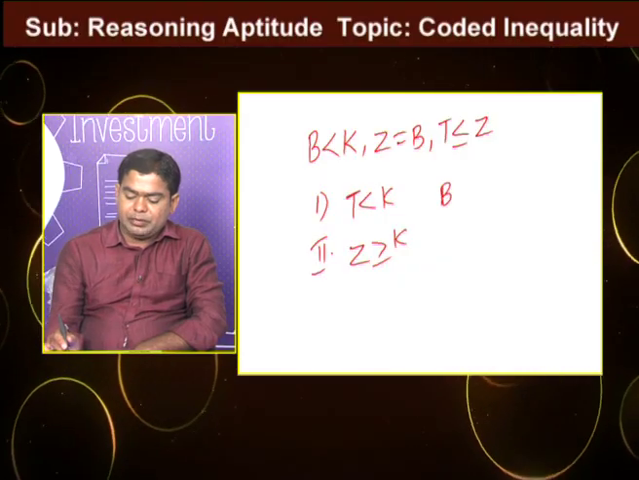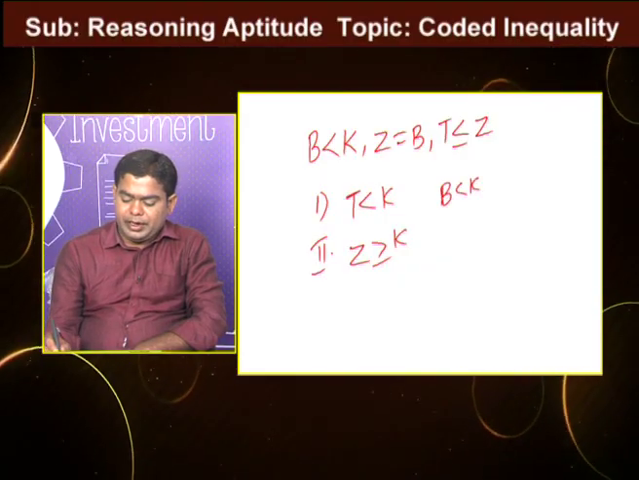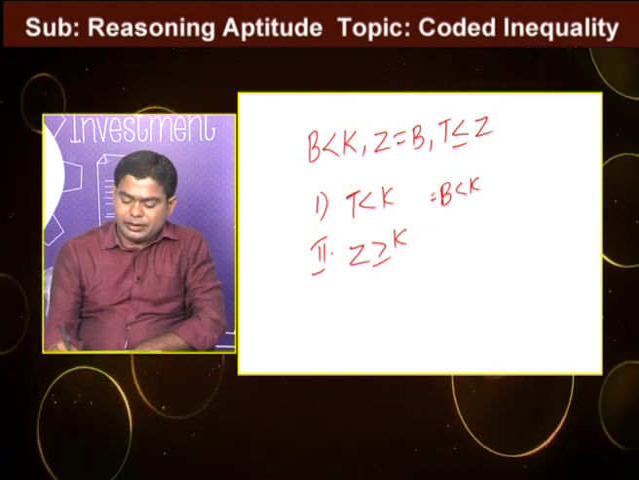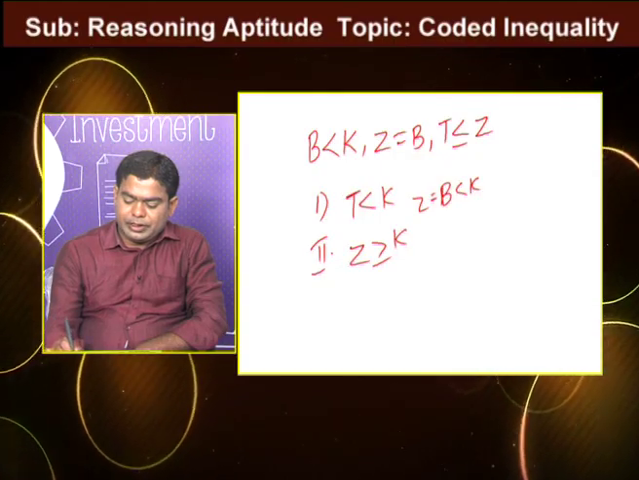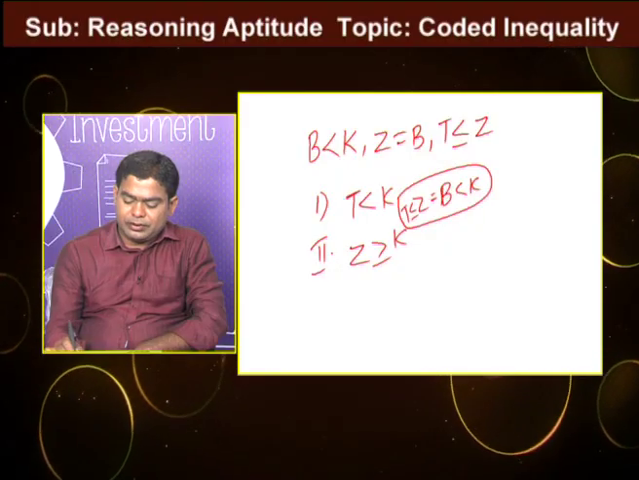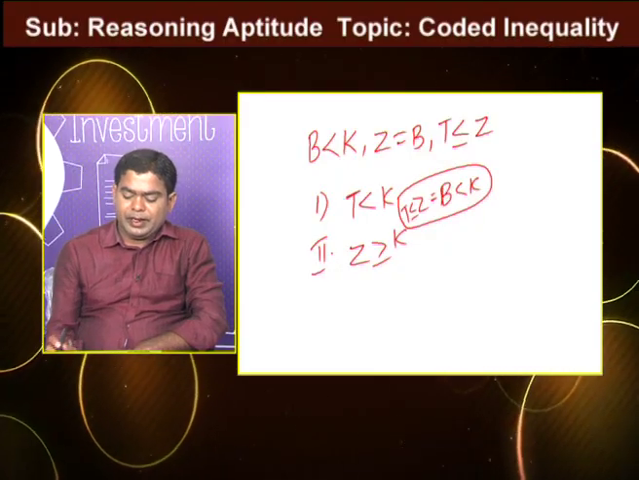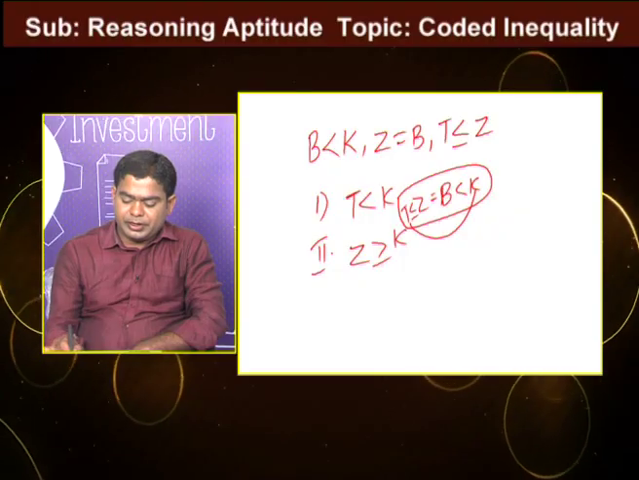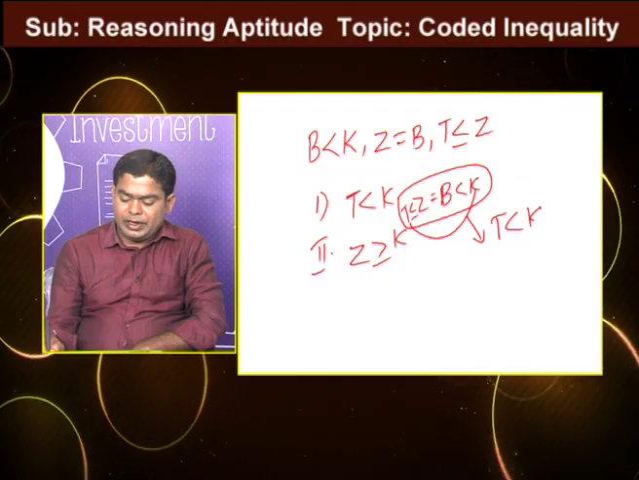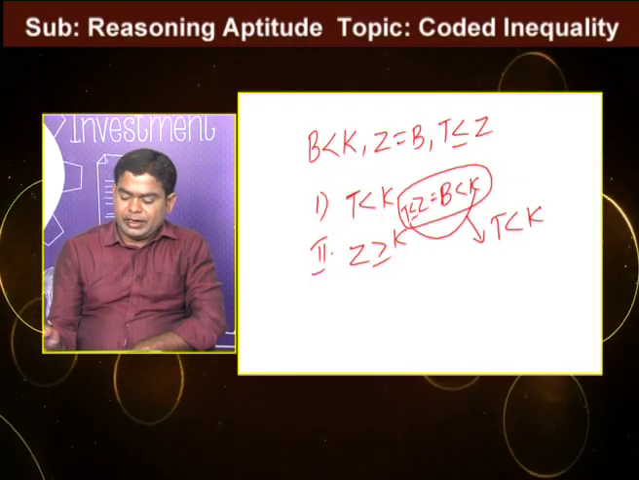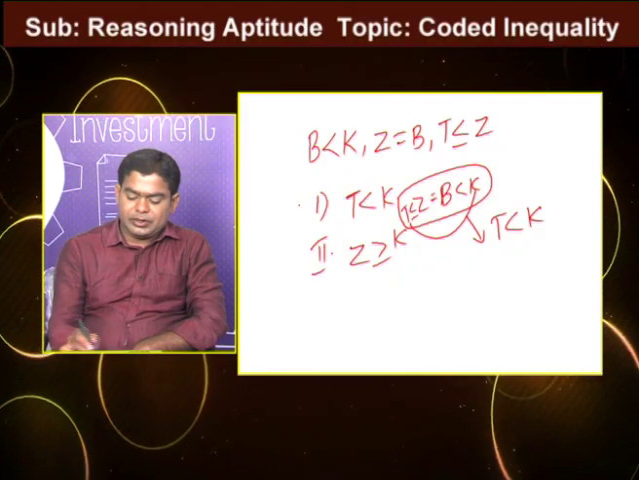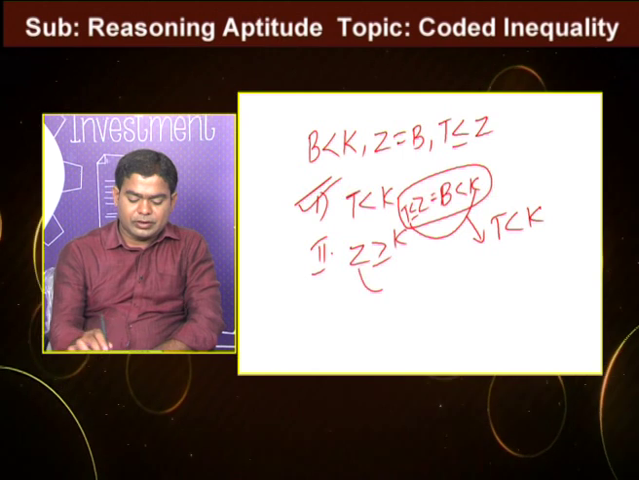So first of all we combine the given statement: B less than K, B is related with Z, Z is related with T, that means T less than or equal to Z. This is the combined statement. In this combined statement we verify the relation between T to K. By observation, less than or equal to and less than are there, that means only less than exists, T less than K. So both are on the K side, both are same, that means conclusion 1 follows.